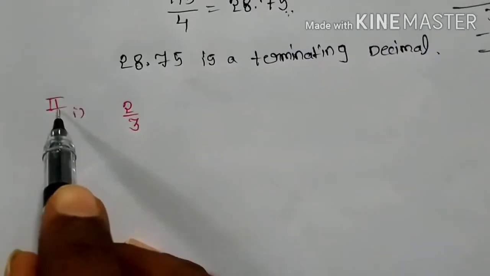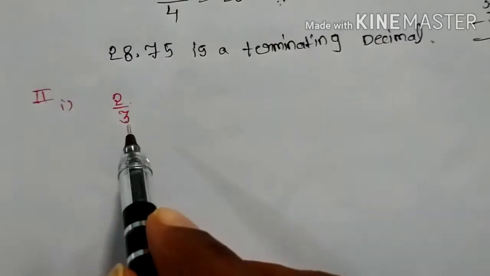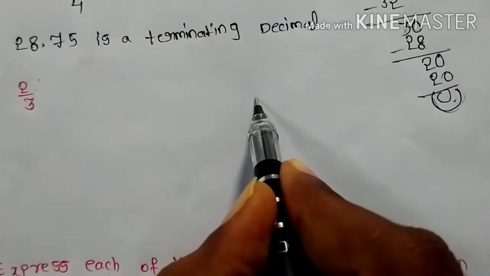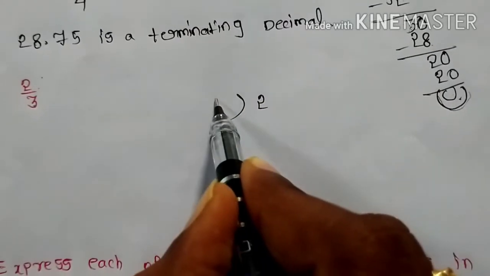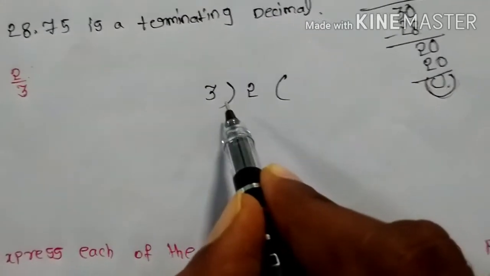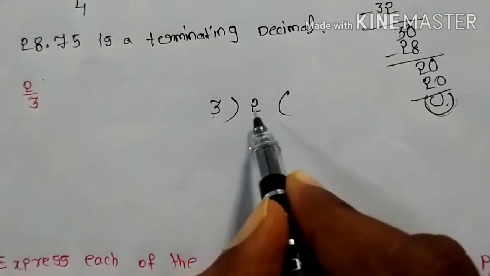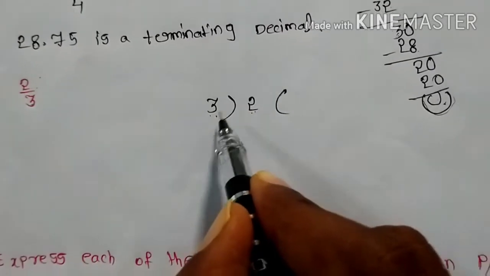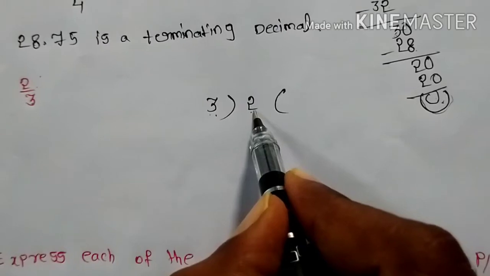Now you can see in the second one, 2 by 3. We have to divide 2 by 3. Just observe, 2 is less than 3. Can we divide it? It's not possible.